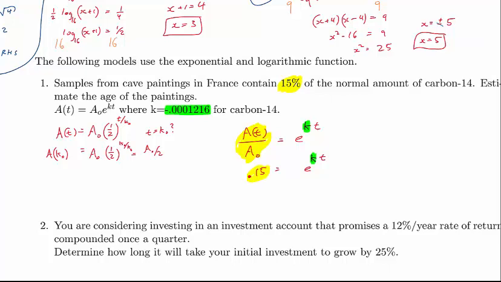Okay, so now we want to get rid of that e. How do we get rid of that e? We're going to take the natural log of both sides. So we've got the natural log here. And so we end up with, on the right-hand side, KT equals the natural log of 0.15. And now we're going to solve for T. So T equals the natural log of 0.15 divided by our K. Let's go ahead and plug that number in now. 0.0001216.